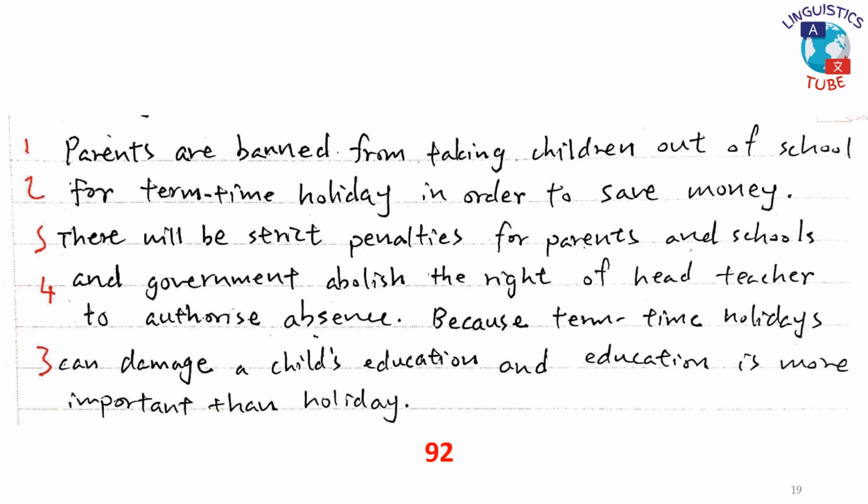Parents are banned from taking children out of school for term time holiday in order to save money. There will be strict penalties for parents and schools, and government abolished the right of head teacher to authorize absence. Because term-time holidays can damage a child's education, and education is more important than a holiday.